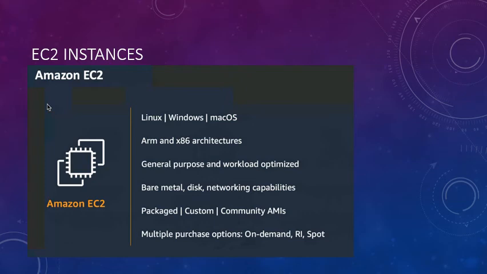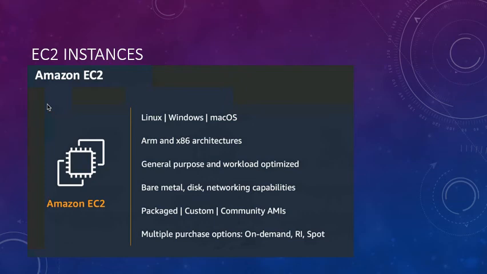So they can be general purpose, or they can be optimized for a particular workload. Some of them are optimized for RAM. They normally start with R. Some of them are optimized for compute, and they start with C. Some of them are optimized for graphics, and they start with a G, and so on. And there's various networking capabilities and disk capabilities and so on.